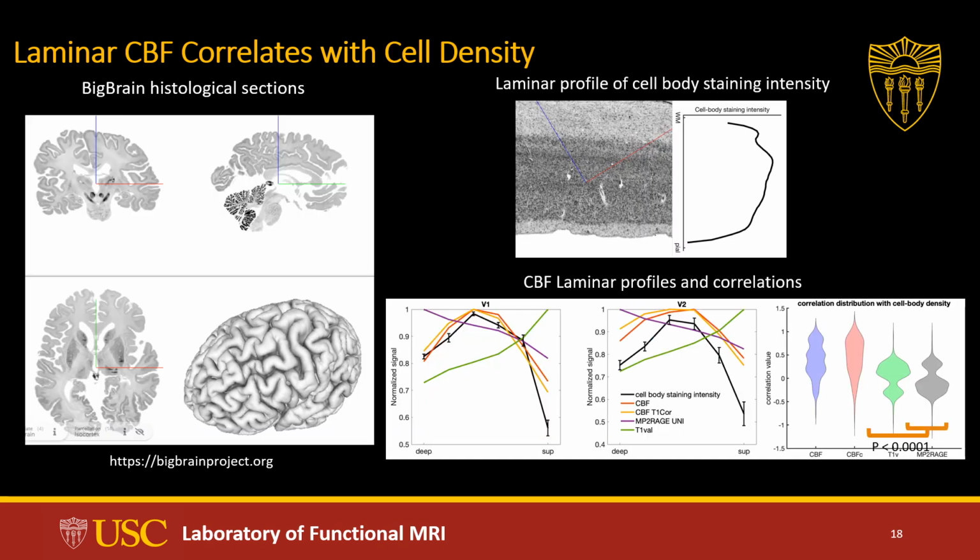Also, cell density would be correlated with CBF. We obtained the laminar profile of cell body staining intensity from BigBrain atlas, and we found a close correlation between the two, while T1 and MP2RAGE, as the control, do not have such a correlation.